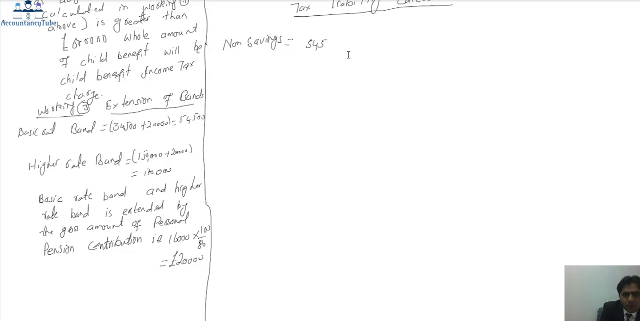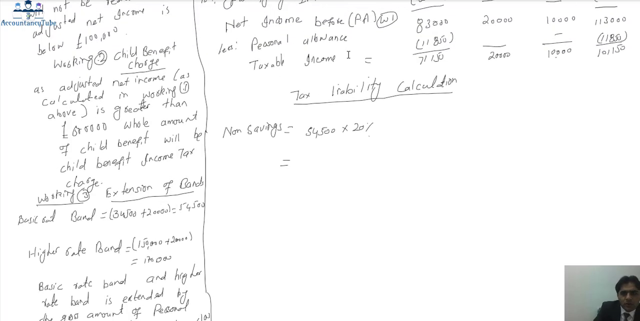Yes, 54,500 at the rate of what? 20%. And the remaining amount out of the non-savings income total was how much? 71,150 less 54,500. So whatever the amount is, that would be at the rate of 40%. Okay, so whatever the percentage is, that is our income tax liability, and this one as well. So that's on the non-savings income.